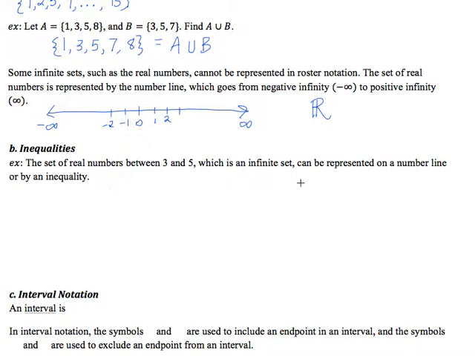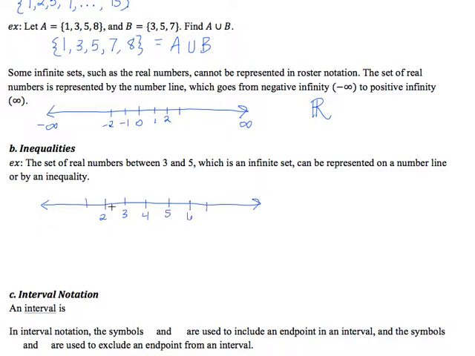So instead, we can represent that set of numbers either by a number line or an inequality. So if you're going to represent some numbers on the number line, it's typical to draw the arrows on both ends. And let's see, we're going to represent numbers between 3 and 5. So I'll just go from 2 to 6.